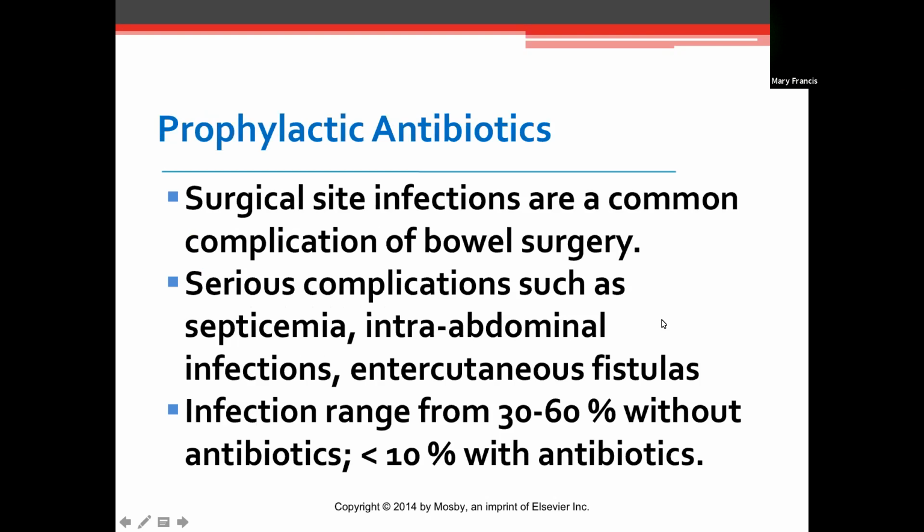Prophylactic antibiotics are given in order to help prevent surgical site infections. They are a common complication related to bowel surgery. Serious complications include septicemia, which is infection of the blood, intra-abdominal infection, and enterocutaneous fistulas. Infections range from 30 to 60% without antibiotics and less than 10% when prophylactic antibiotics are given.